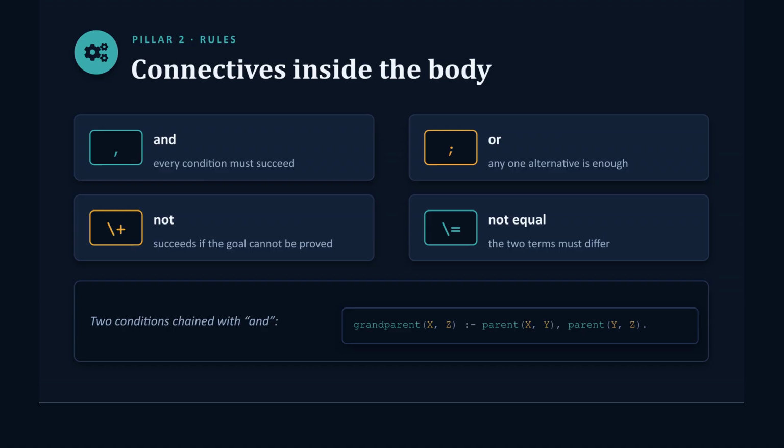The semicolon means or, any one alternative is enough. \+ is negation as failure, it succeeds when Prolog cannot prove the goal inside it. And \== means not equal, which we will need shortly to keep a person from being treated as their own sibling. The grandparent rule shows two conditions chained with and: X is a grandparent of Z if X is a parent of some Y, and that Y is a parent of Z.